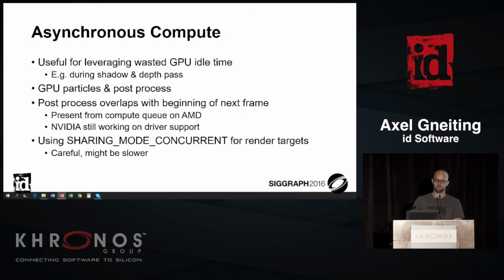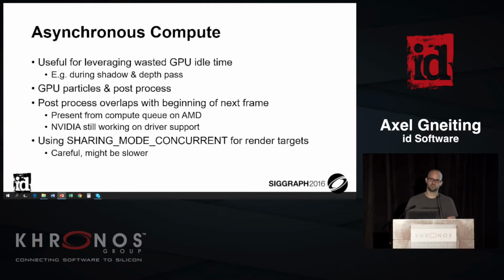For asynchronous compute, it's very useful for us to leverage wasted GPU idle time, for example, during the shadow and depth pass. The ALUs aren't really doing anything, so we use this for GPU particles and post-process. Our post-process completely overlaps with the beginning of the next frame, and then we can actually do a present from a compute queue on AMD, which minimizes the latency. And on NVIDIA, they are still working on driver support for this, but we are not sure if we can do the present from the compute queue on their hardware.